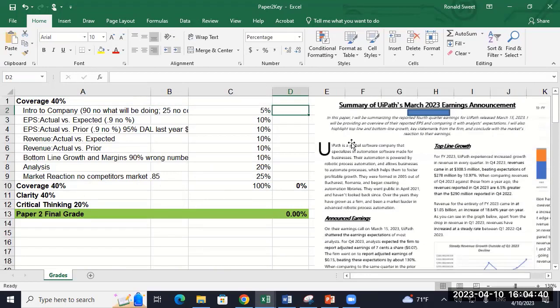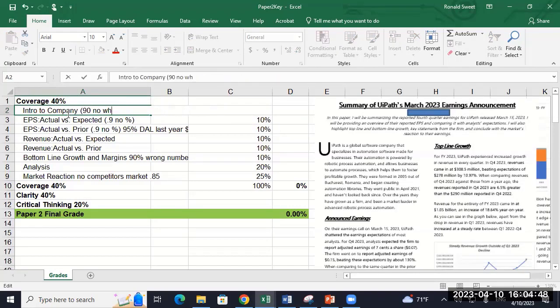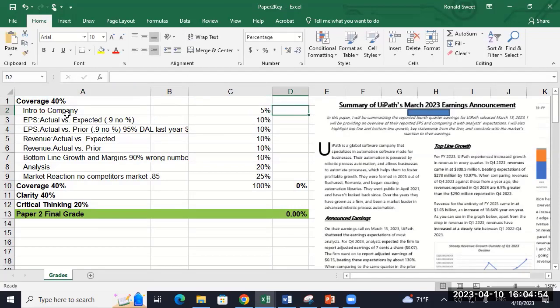So he said UiPath. Okay, well, the first thing is, do you give me an introduction to the company and what you're going to be doing? So I'm looking for an introduction to the company and something along the lines of what you're going to be doing. So he starts it off, in this paper I'll be summarizing. So he gets full credit there. And then UiPath is a global software company. He does that. So that's good.